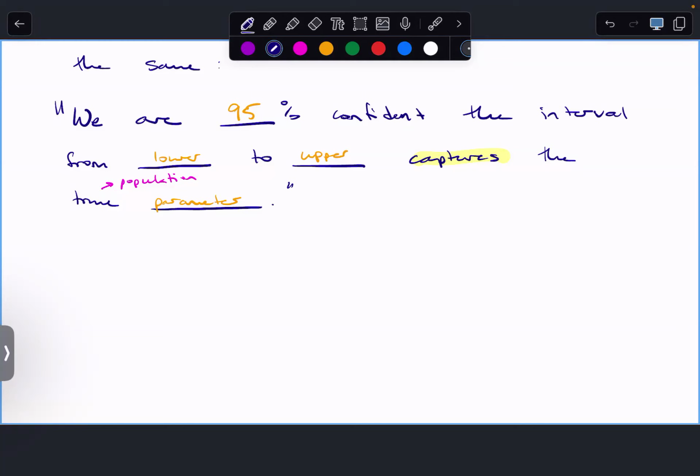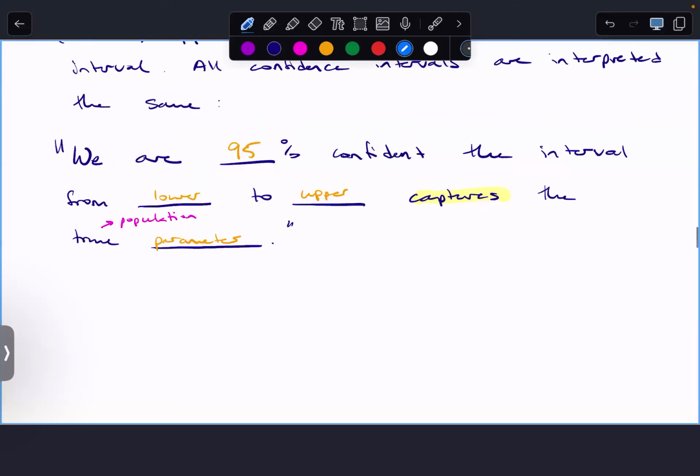How about a little example? I'll just make up some numbers. Or maybe not, because I'm sure that there is an example coming up and I don't need to write it out. But this blurb will apply to all confidence intervals that we build.